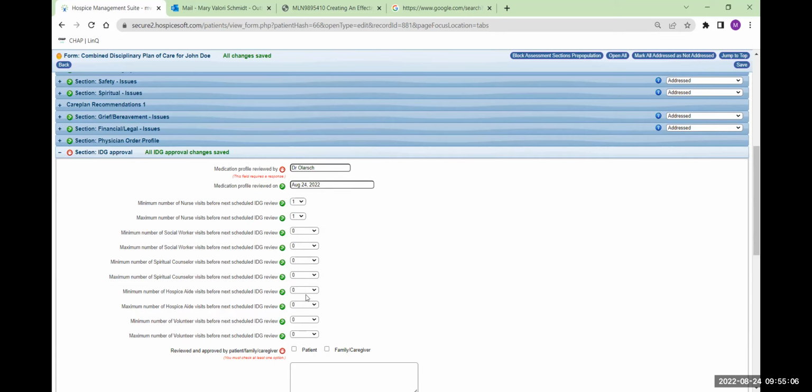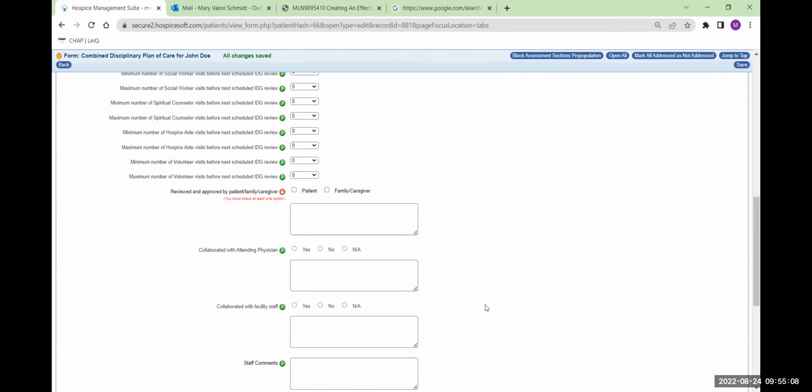You're not going to have all these things, but what you will have down here is, was the plan of care reviewed and approved by the patient and or family caregiver? Hopefully you better check yes. Right? And it's going to ask for something. So in other words, I'm going to say here, patient and spouse approved.